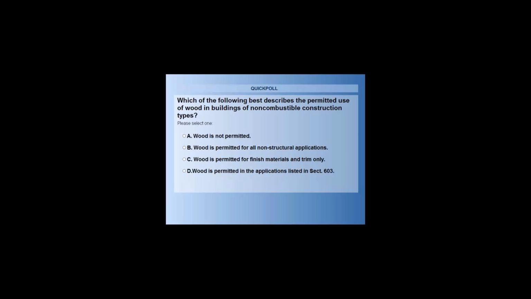Which of the following best describes the permitted use of wood in buildings of non-combustible construction types? A. Wood is not permitted. B. Wood is permitted for all non-structural applications. C. Wood is permitted for finished materials and trim only. Or D. Wood is permitted in the applications listed in section 603.